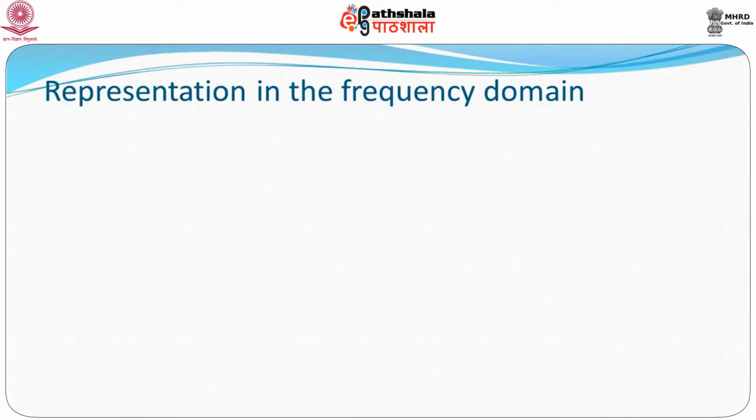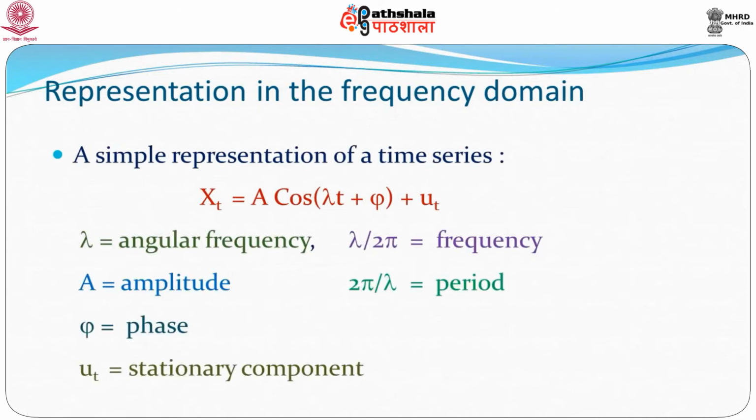Now, a simple representation of a time series in the frequency domain would be x_t equals A cos(lambda t plus phi) plus u_t. Now, this lambda is generally referred to as angular frequency, but we will generally be looking at lambda by twice pi, which we will call the frequency. A is the amplitude, and generally twice pi by lambda is referred to as the period. Phi is the phase angle and u_t is a stationary component.